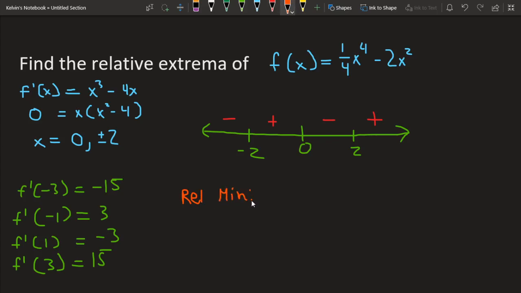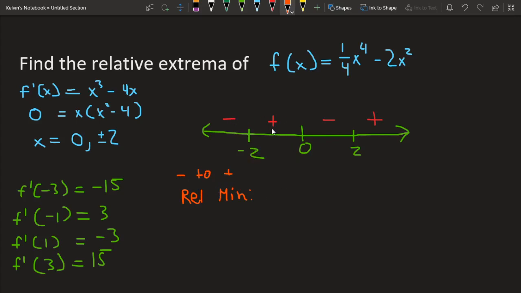Now, if you didn't remember, the relative minimum is when it goes positive... oh wait, my bad. It goes negative to positive. I don't know what I'm saying today, but it goes negative to positive right here. So from negative to positive, we can check.